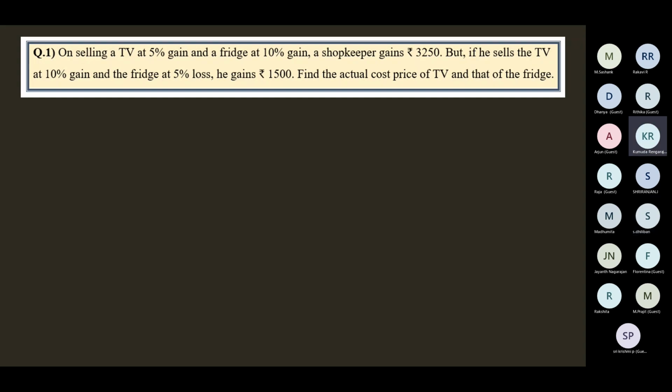See, this is the next one. On selling a TV at 5% gain and a fridge at 10% gain, a shopkeeper gains rupees 3250. But if he sells the TV at 10% gain and the fridge at 5% loss, he gains 1,500. Find the actual CP of the television and that of the fridge.